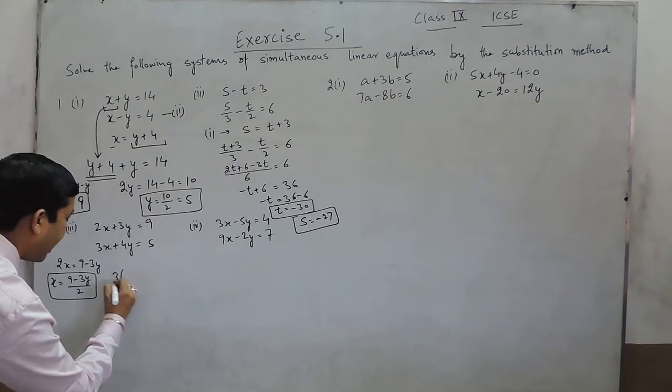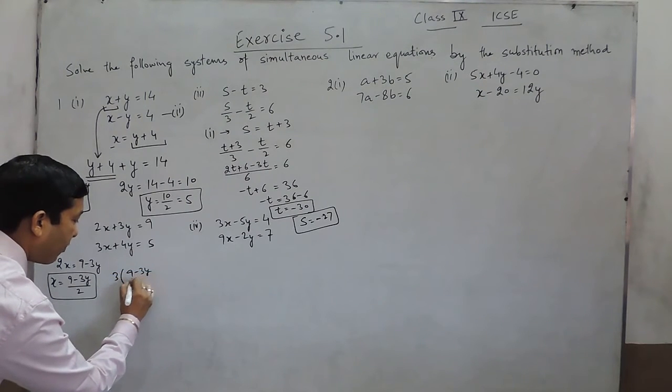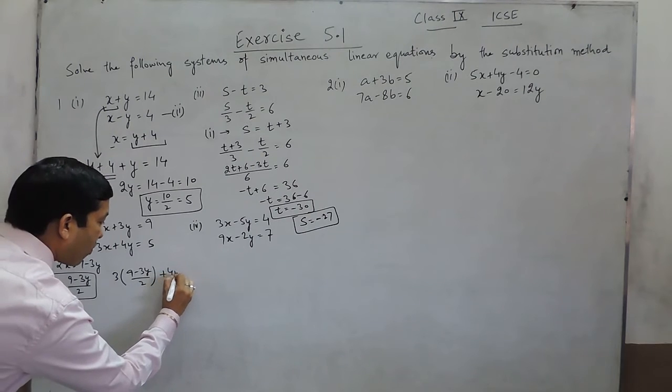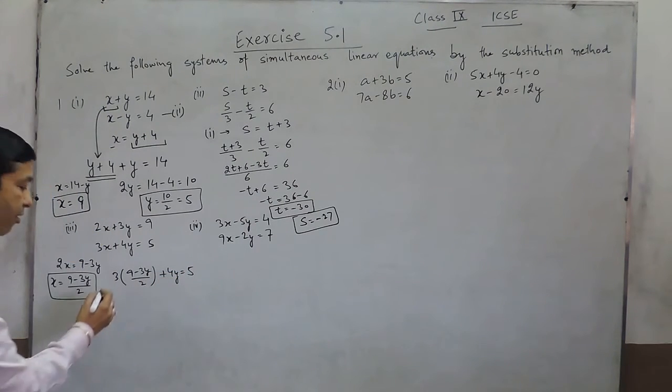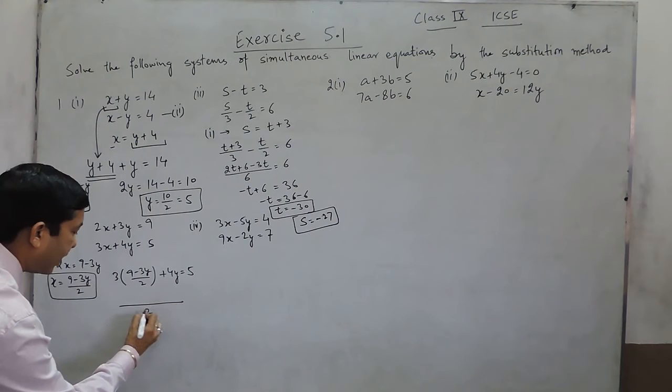So this becomes 3 multiplied by (9 minus 3y) upon 2 plus 4y is equal to 5. When we further solve it, 2 will come out to be the LCM.